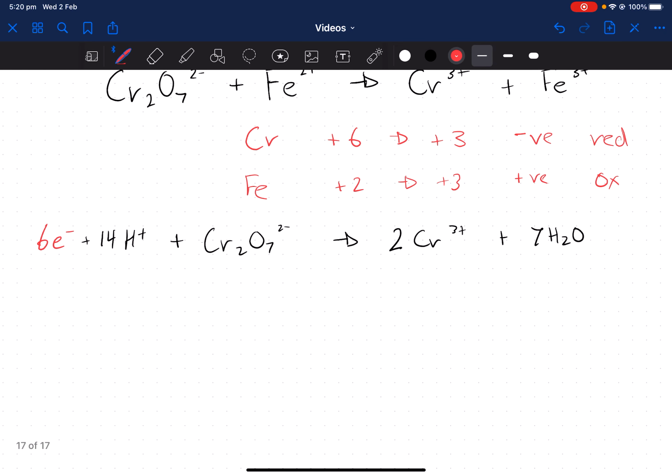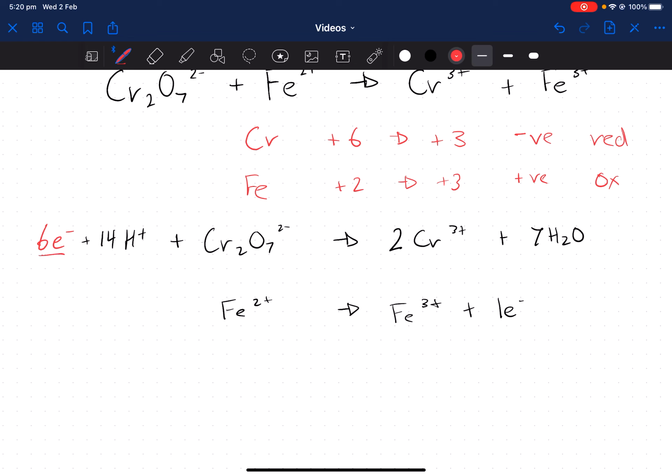Let's move on to the next one, which is our iron. So we've got Fe2 plus becoming Fe3 plus. This one's fairly easy. We've got a charge of 2 on the left and 3 on the right. So we are going to add 1 electron to the right. Now, quick check, our electrons are on different sides of the equation. That is great. Our next step is to make sure that our electrons are balanced.